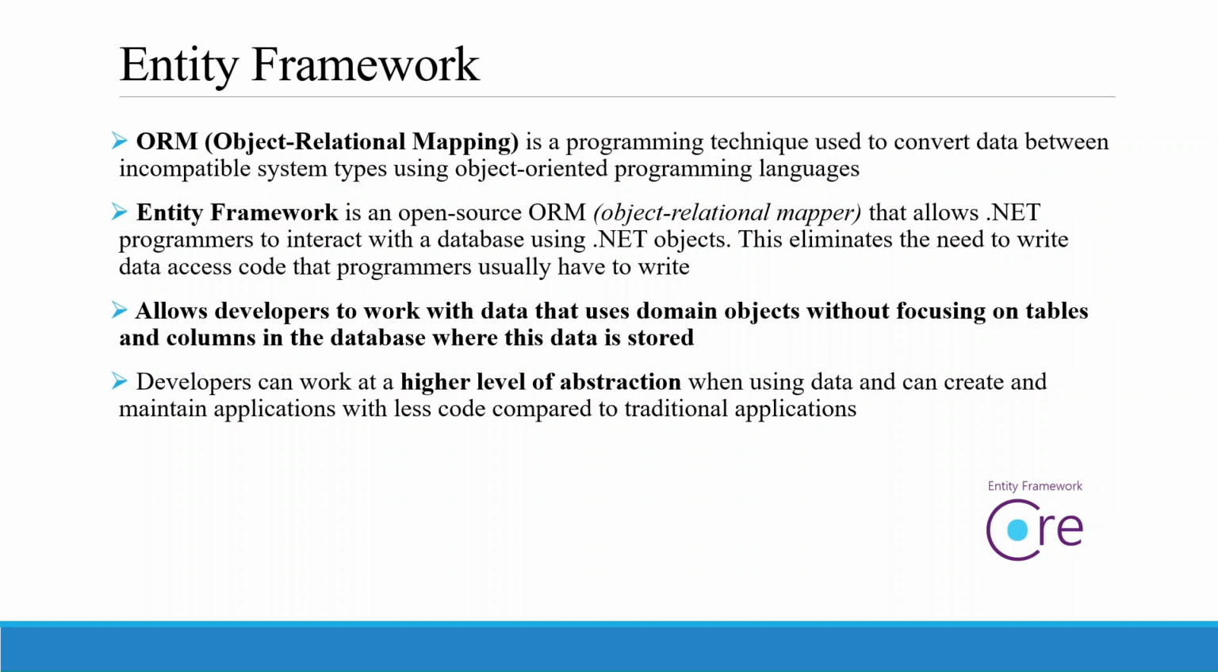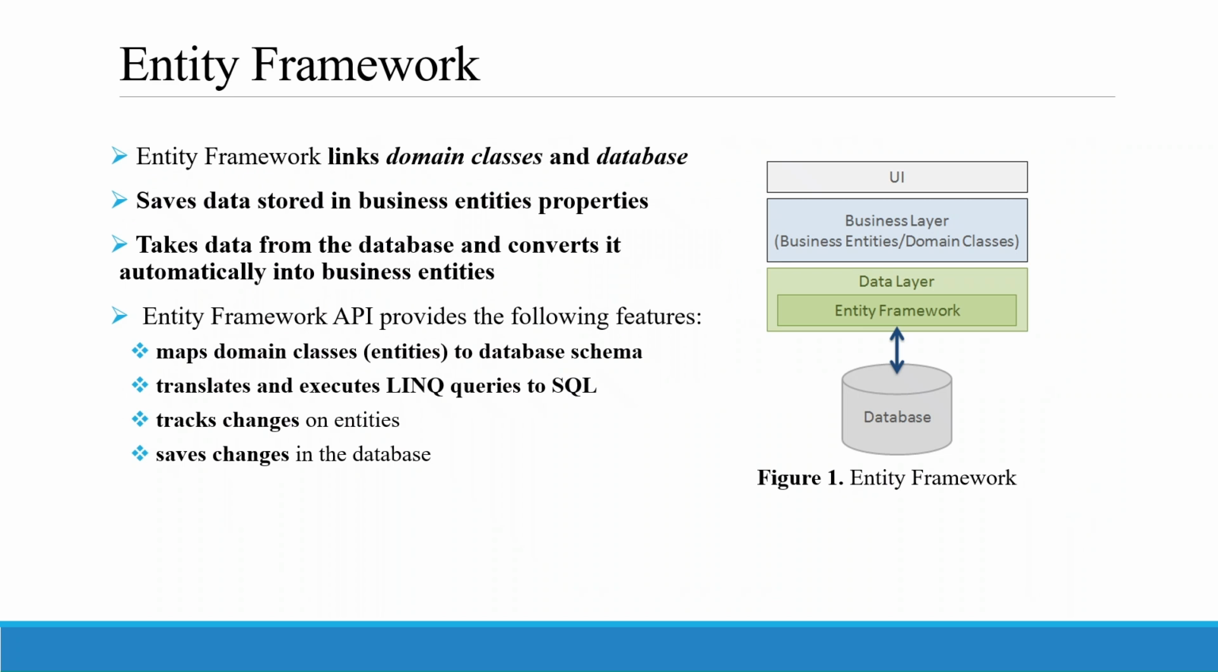So basically we can work at a higher level of abstraction and we don't have to care about the tables or the columns in the database. We just interact with some C# objects. So basically we work at a higher level of abstraction when using data, and we can create and maintain applications with less code compared to the traditional applications. Entity Framework links domain classes and the database.